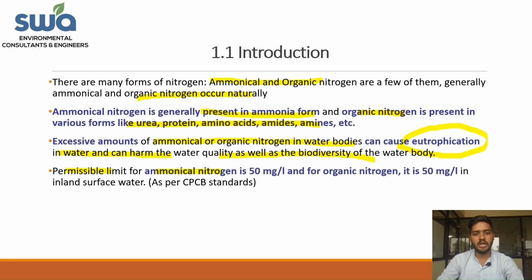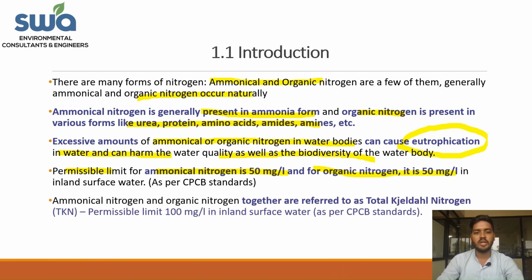The permissible limit for ammonical nitrogen is 50 milligram per liter, and for organic nitrogen it is 50 gram per liter, separately. Combined, the organic nitrogen and ammonical nitrogen are referred to as total Kjeldahl nitrogen, because the ammonical nitrogen and the organic nitrogen are measured by the Kjeldahl distillation method. The permissible limit of total Kjeldahl nitrogen is 100 milligram per liter as per CPCB standards. So this was the introduction.